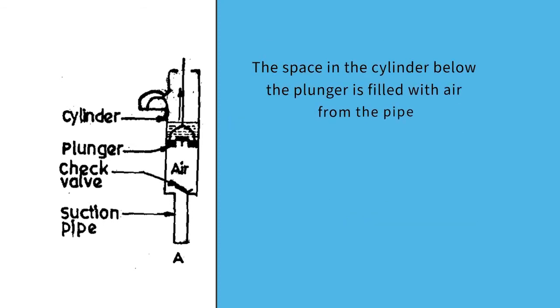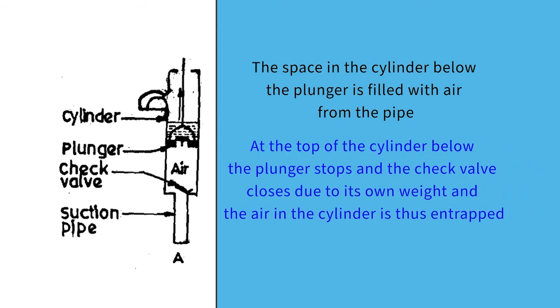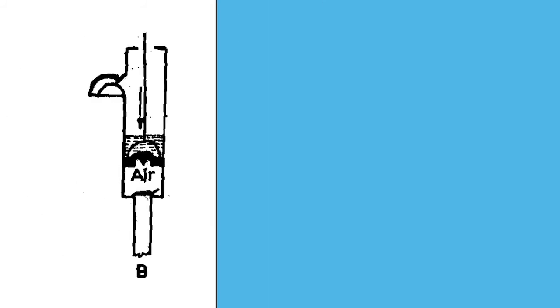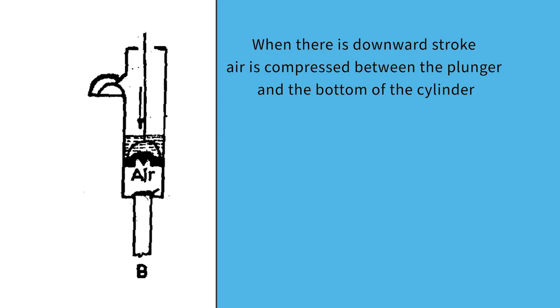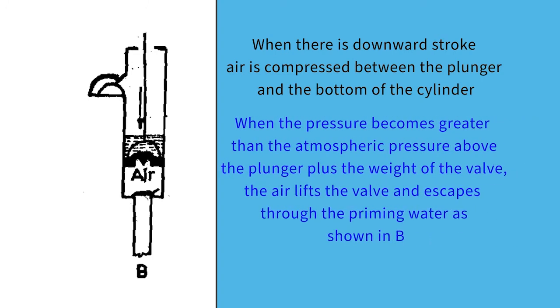Now, the space in the cylinder below the plunger is filled with air from the pipe. At the top of the cylinder, the plunger stops, and the check valve closes due to its own weight, and the air in the cylinder is thus entrapped. Now position B, shown in the figure. When there is a downward stroke, air is compressed between the plunger and the bottom of the cylinder. When the pressure becomes greater than the atmospheric pressure above the plunger plus the weight of the valve, the air lifts the valve and escapes through the priming water, as shown in figure B.